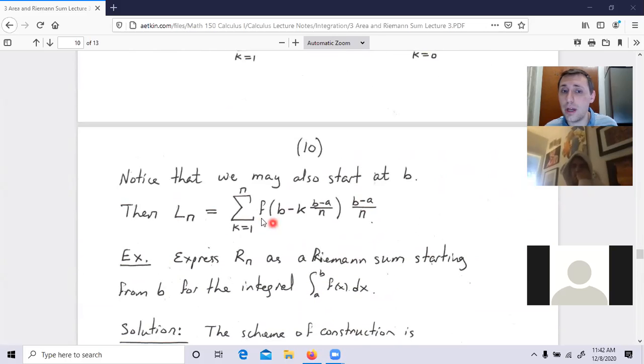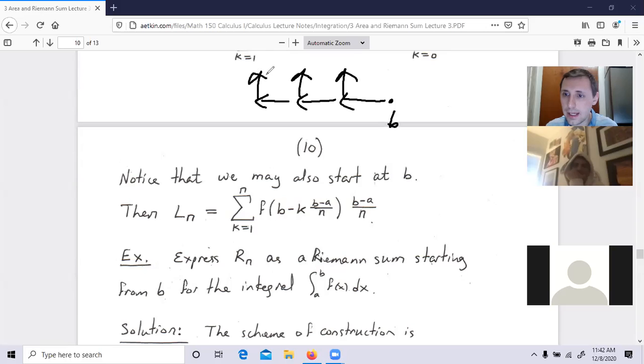And here is another way which Christian employed, right? It is very important to realize what Christian decided to do: he decided, well, let me start from B and move to the left. So starting at B, I am moving to the left and erecting altitudes this way. Obviously I will obtain the same rectangles, correct? Same rectangles, but just moving from B. So that is why it's B minus K times B minus A over N. And notice this is K from one to N. Yes?